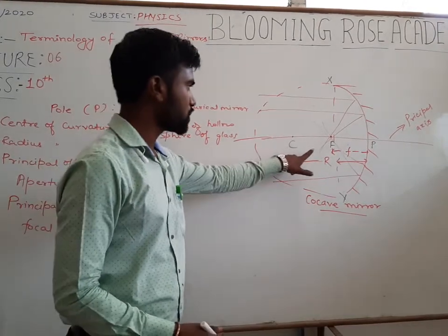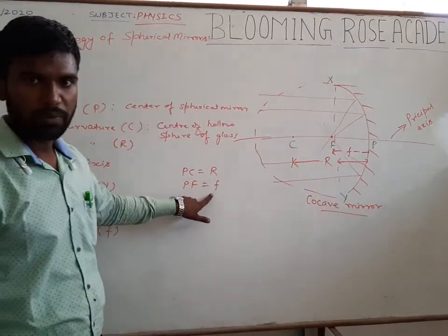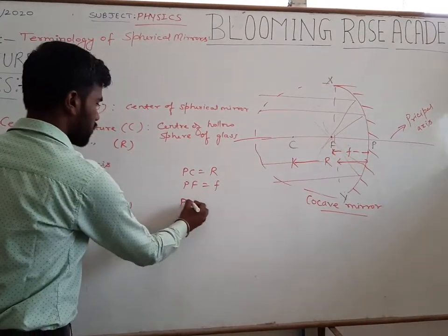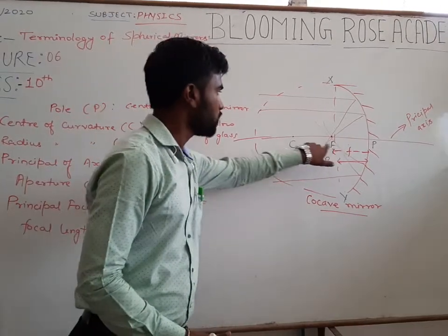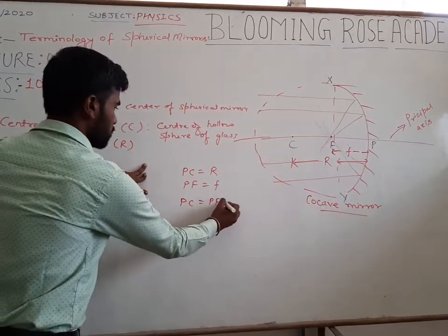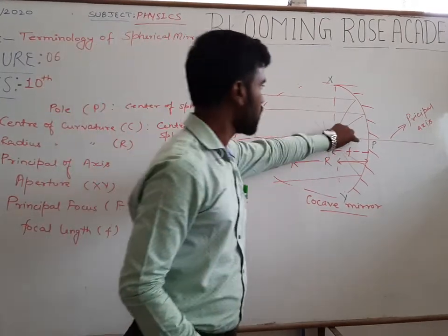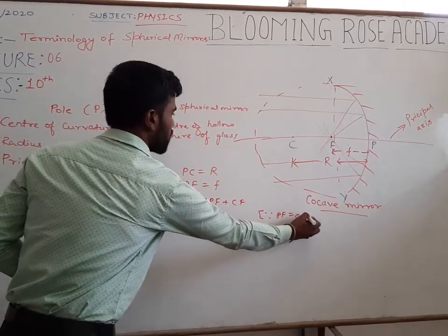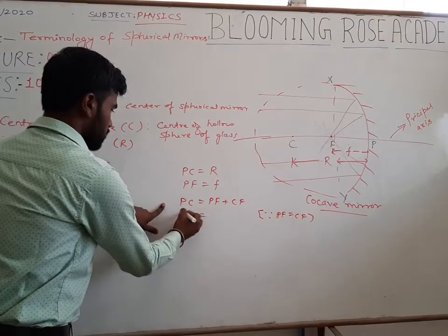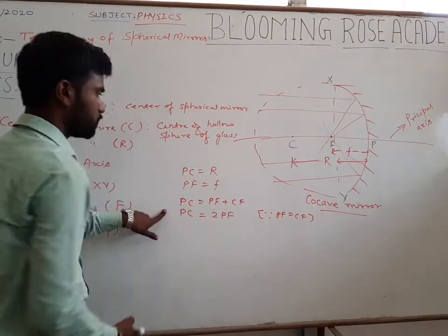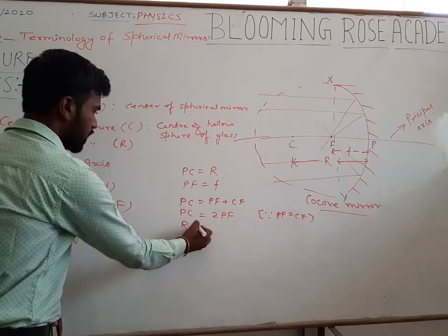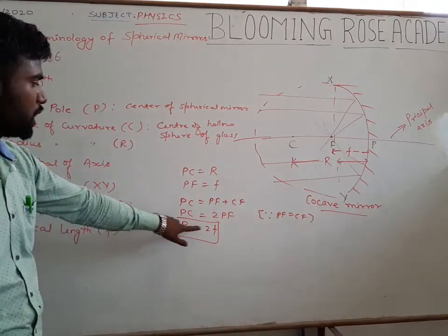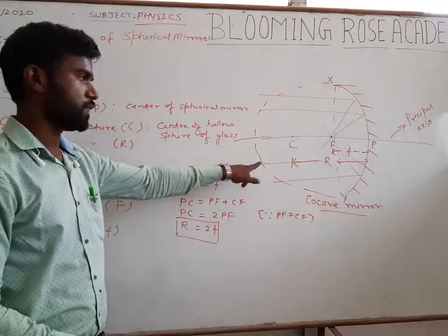Here there is one relation between capital R and small f, the radius of curvature and the focal length of a spherical mirror, which can be calculated as PC equals PF plus CF. PF is equal to CF. Since PF equals CF, PC equals twice PF. PC is R and PF is f. So the radius of curvature of a spherical mirror is twice the focal length of the spherical mirror.